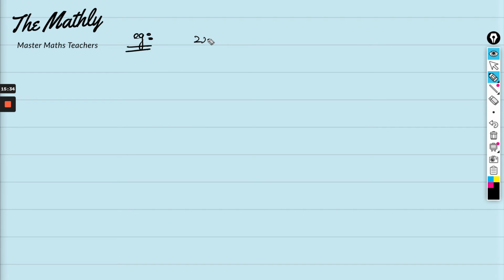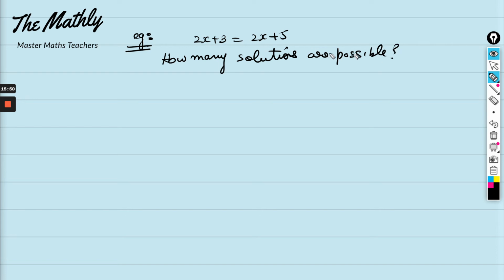So let's suppose we are given 2x plus 3 is equal to 2x plus 5, and we need to find out how many solutions are possible. Now how can we do it? To solve such a question, people try to simplify. Don't try to simplify. First of all, don't simplify it. That's the first thing.